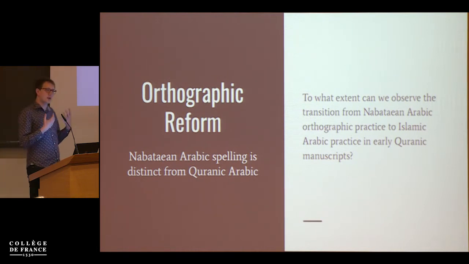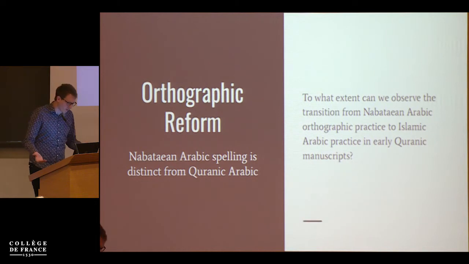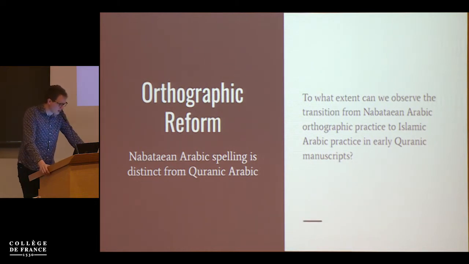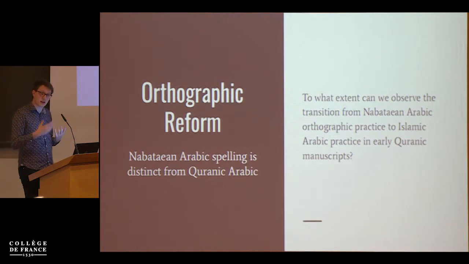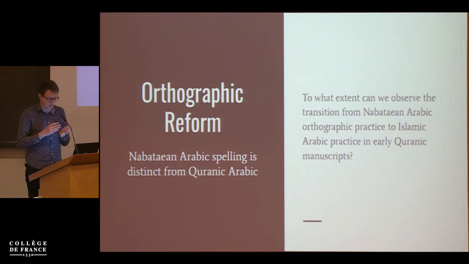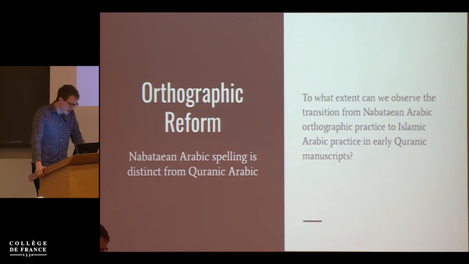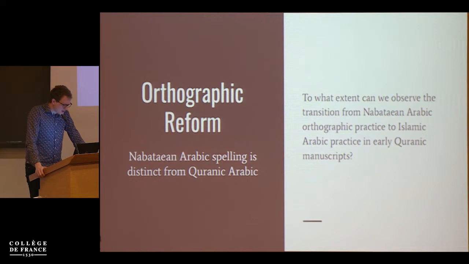And not only does the script somewhat develop over time, there's also somewhat of an orthographic reform. So if you compare how Nabataean spells Arabic words, and how Quranic Arabic does it, and how later Islamic Arabic does it, there are real differences in how the spelling is done, how the Hamza is treated, how, well, a whole bunch of things are done. And of course, so there's a clear distinction.